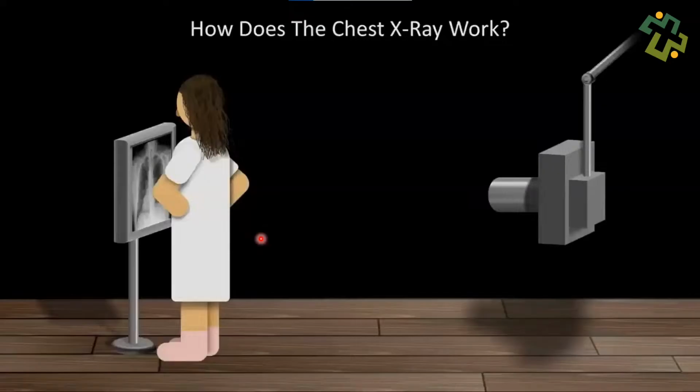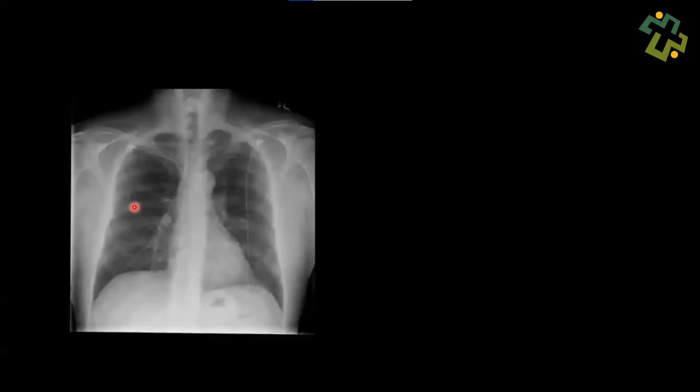at her. Some pass through, some get absorbed, a few even get scattered around the room, and the result is an image that is formed on the photographic film of the shadows cast by the various structures in this patient's chest. And here is that exact result.